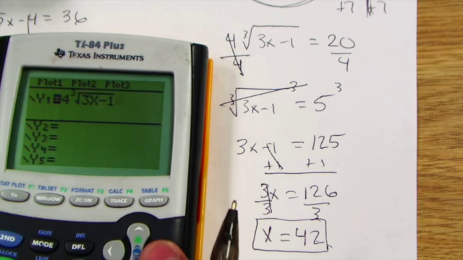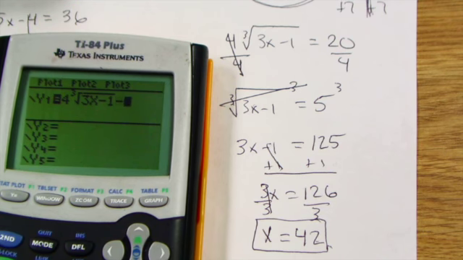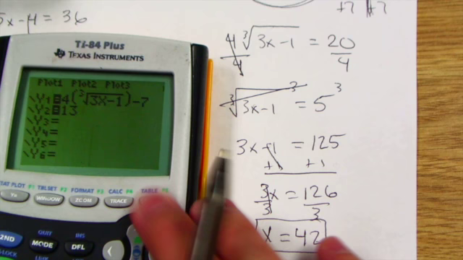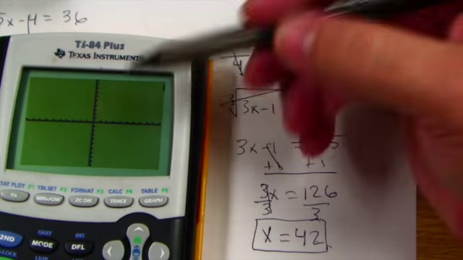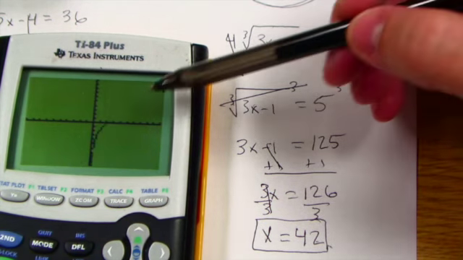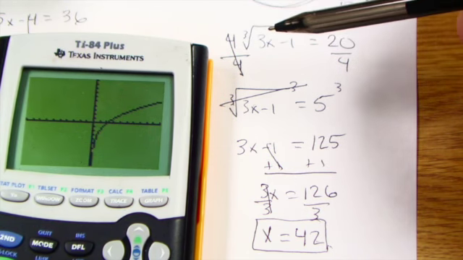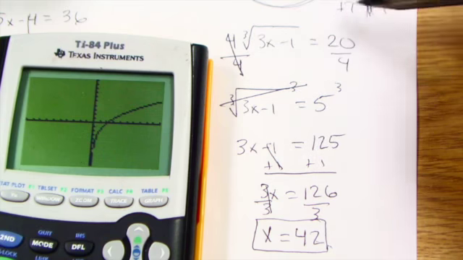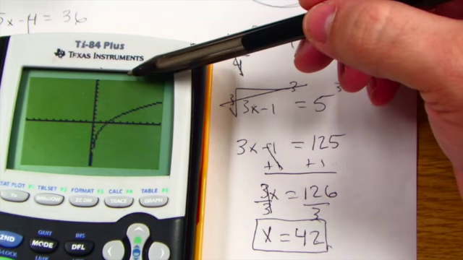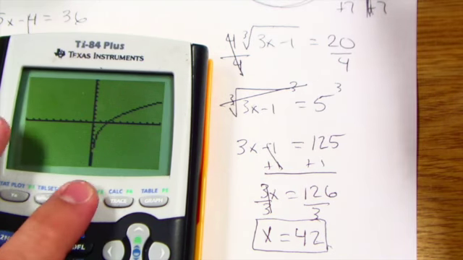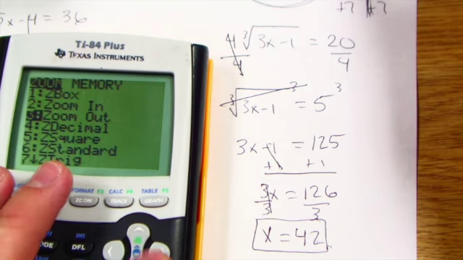And then get out of the radical there, and then minus 7. I can plug that into one of them. And then the second y equals will be 13. So when I go to graph these, what we're looking for is where these cross. The only issue is that because one of my equations is y equals 13, I need to zoom out. So I'm going to zoom out so I can see both lines.